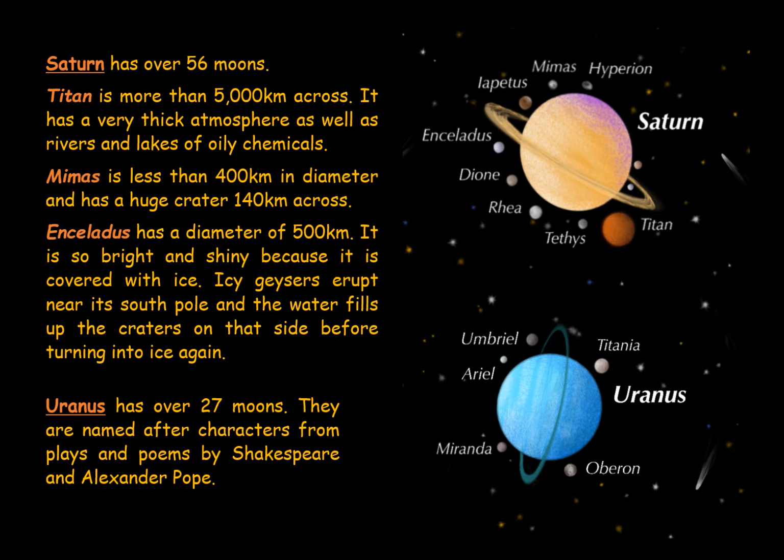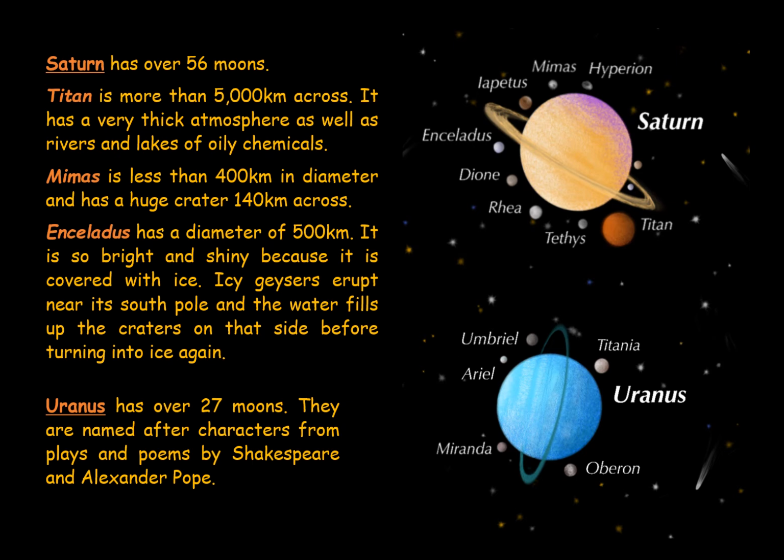Enceladus has a diameter of 500 kilometers. It is so bright and shiny because it is covered with ice. Icy geysers erupt near its south pole, and the water fills up the craters on that side before turning into ice again.